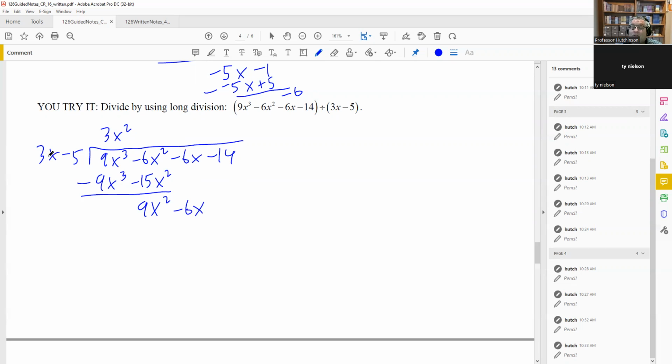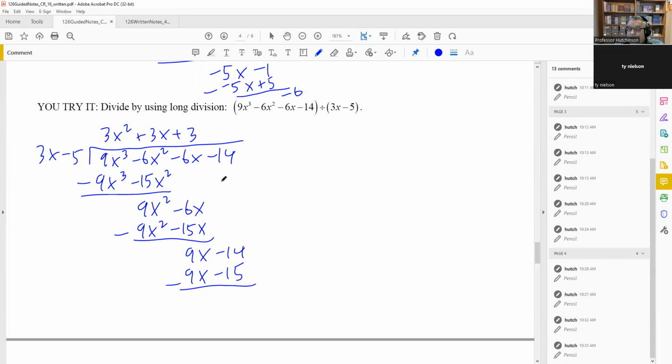9x squared divided by 3x is going to be positive 3x. 3x times everything on the outside there, you get 9x squared minus 15x. Again, we have a negative 6, and we're subtracting a negative 15, so we're going to get a 9x here. We bring down the 14. 9x divided by 3x is just a 3 this time, plus 3. 3 times everything out there, you get 9x minus 15.